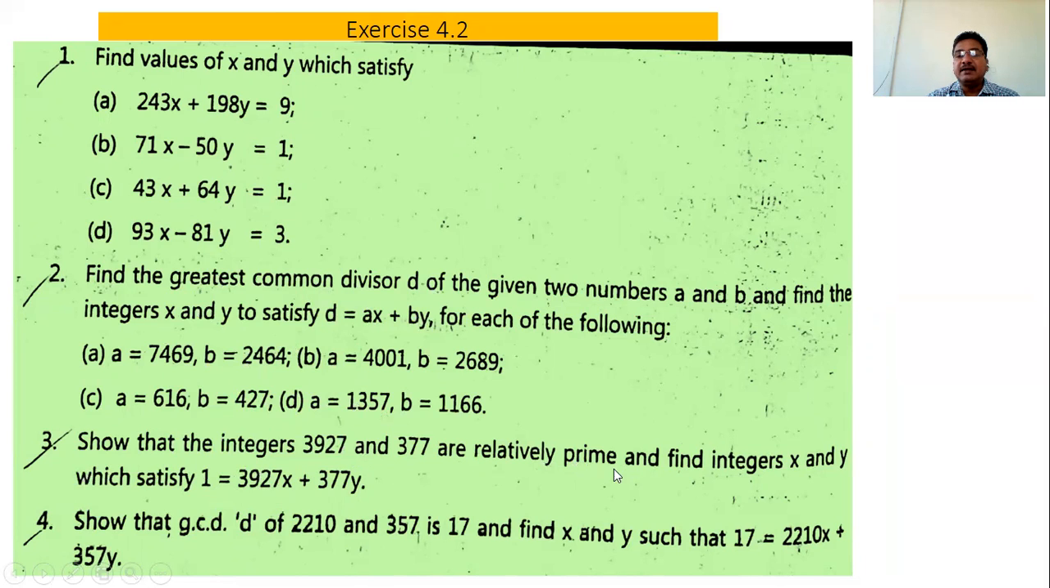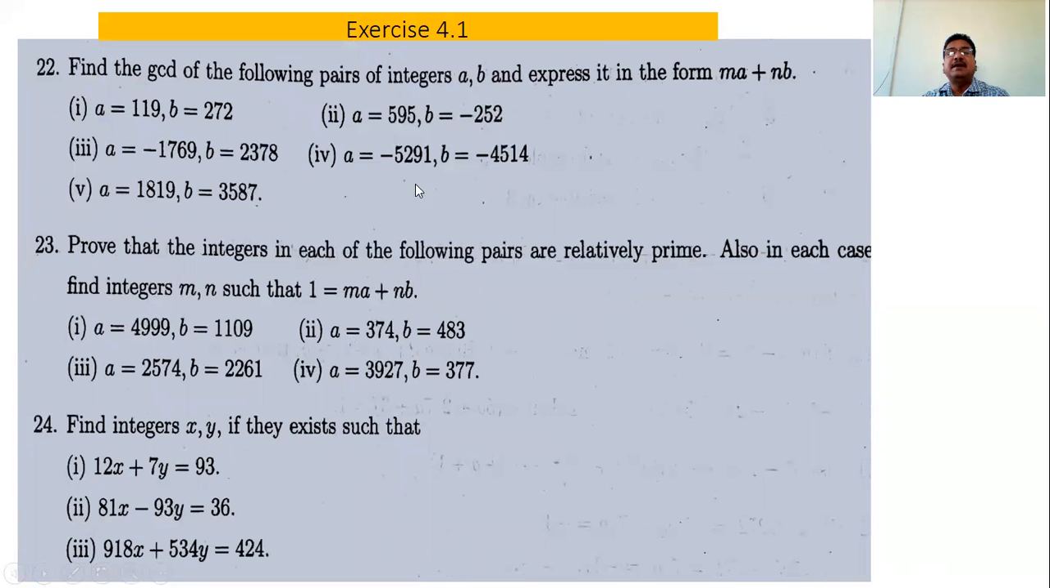Show that these numbers are relatively prime, meaning we have to show the greatest common divisor of these two numbers is 1, and then express 1 as 3927 into x plus 377 into y. Then we have to find the greatest common divisor of these two numbers, and it is 17, and express 17 in this form. So next example, find a and b. Find the greatest common divisor of a and b and express it in the form ax plus by. Again, the same type of example.